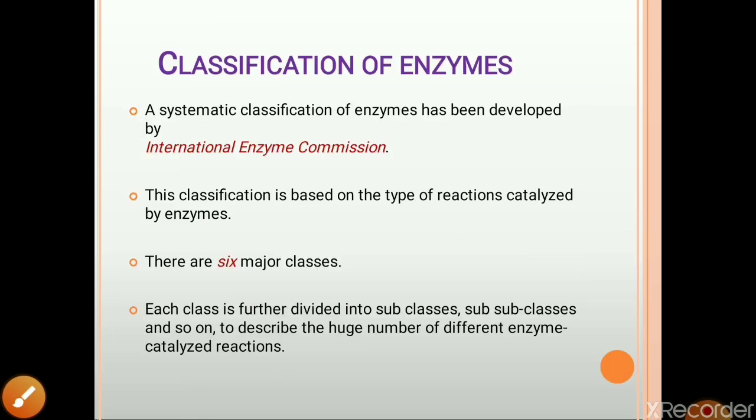So, classification of enzymes. The enzymes are classified by the International Enzyme Commission. This classification is based on the type of reaction catalyzed by the enzyme. There are six major classes which we shortly recognize as OTHLIL. The enzyme class is further divided into subclasses, and so on, to describe the huge number of different enzyme-catalyzed reactions.